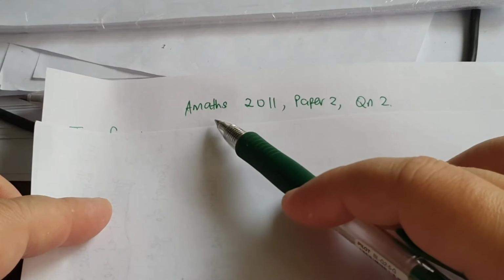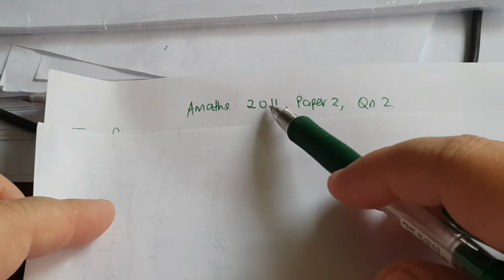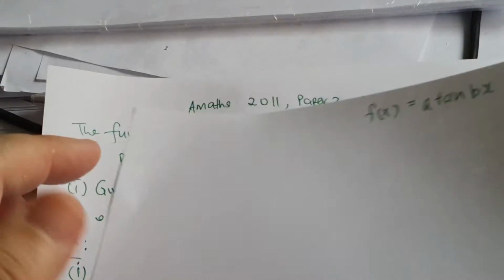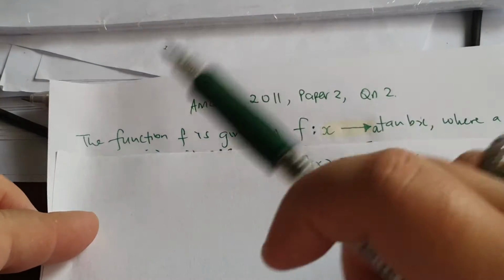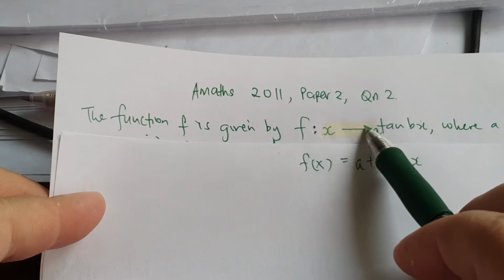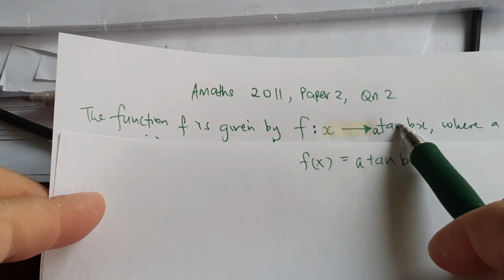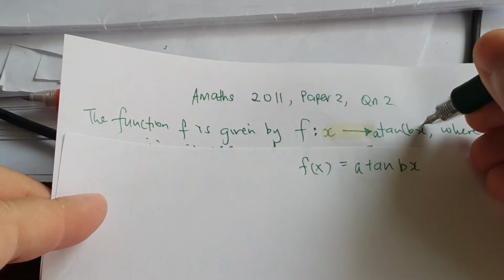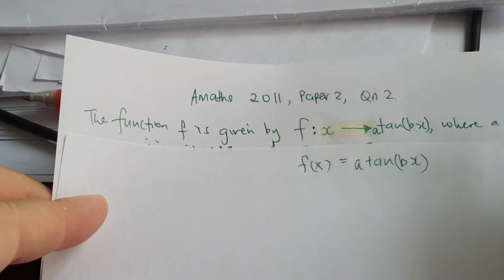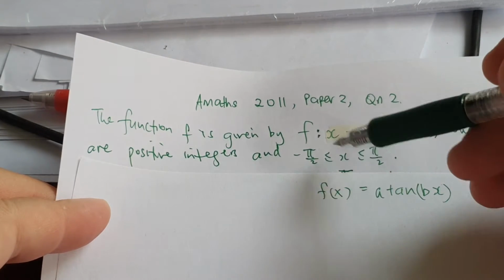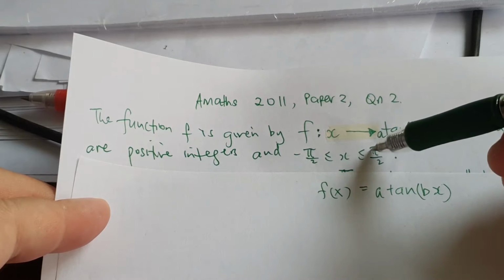Okay, this is A Maths 2011 O-level question, paper 2, question 2. One of you asked me this question. It says here the function f is given by f: x → a tan(bx). That means this whole thing is inside the argument, where a and b are positive integers and x is between −π/2 and π/2.